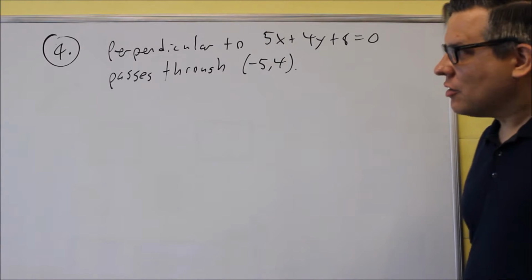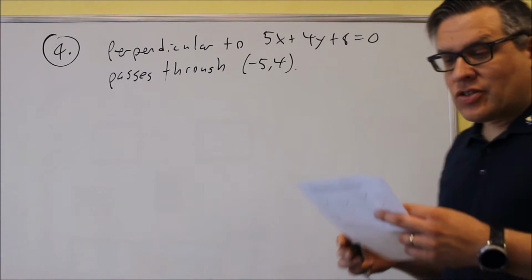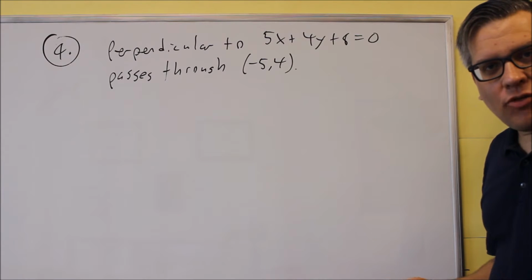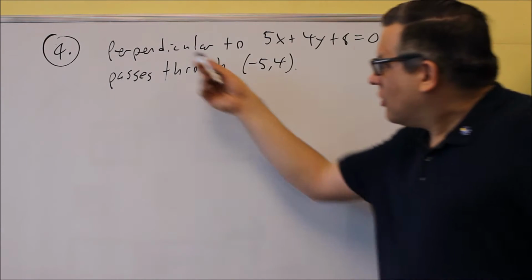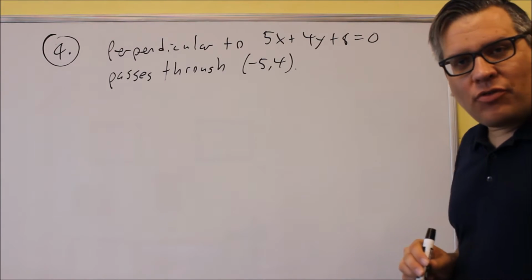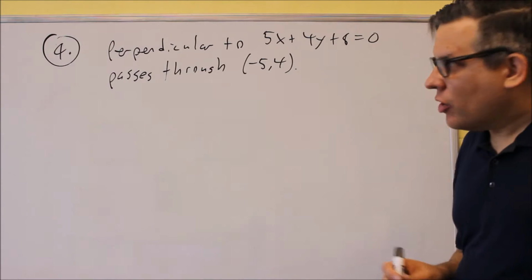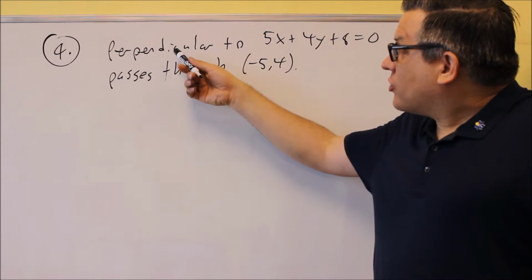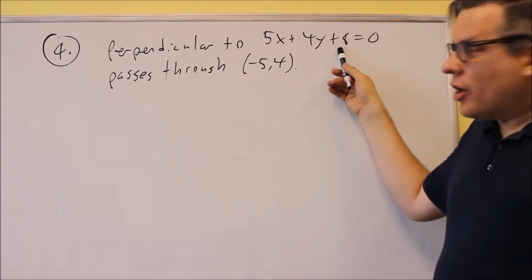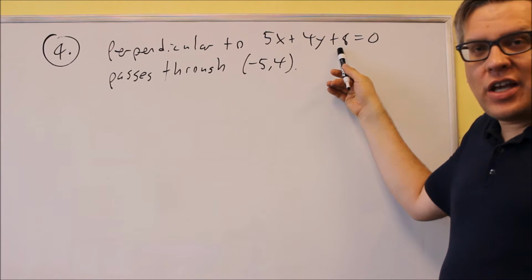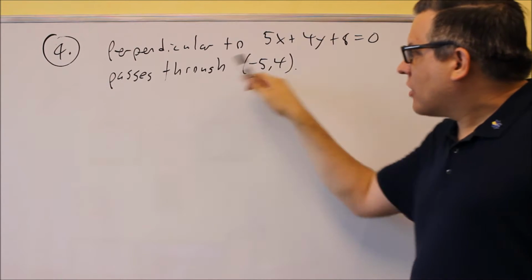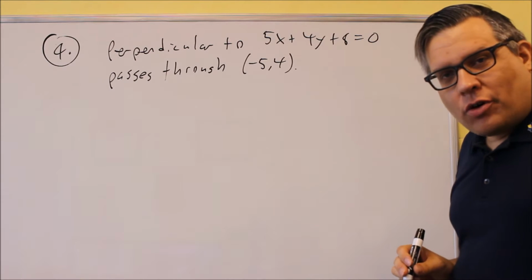Okay, next, number 4, we want to find a line. They're asking us to write it in slope-intercept form, so that's important. We have to know what format they want. So slope-intercept form is the y equals mx plus b form. We want to find that equation of line that's perpendicular to this given line, 5x plus 4y plus 8 equals 0, and it's got to pass through negative 5, 4.